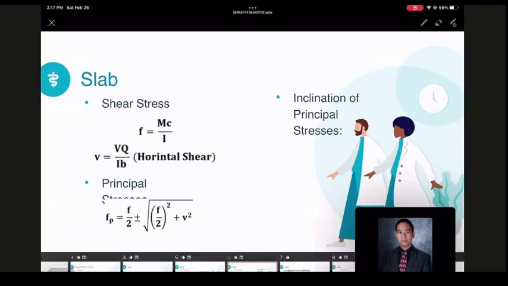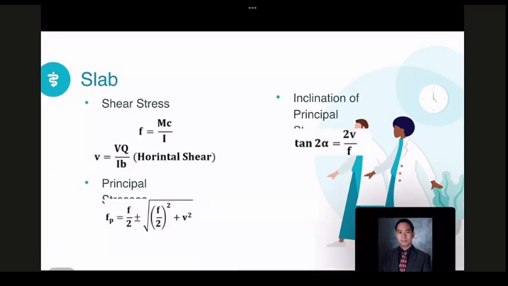Inclination of principal stresses, we have tan 2 alpha equals 2V over F. So that is what we use when looking for the inclination of principal stresses. Any questions so far? For the definition of terms, let's familiarize ourselves with the definitions, because they will be used in problem solving. For example, the shear. If you don't know the meaning of shear, we will get lost.